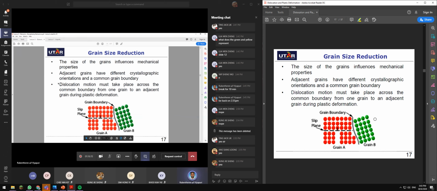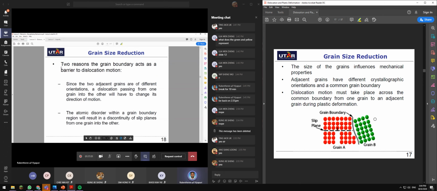Now, dislocation motion must take place across the common boundary from one grain to the adjacent grain during plastic deformation. So the dislocation moves from here to here, from here to here, and then from here to here, and here. That's all. Stop. It can't move further because the orientation is different. It requires more energy, or it is almost impossible to cross the grain boundary because of the different orientation between grain A and grain B. So the key point here is the grain boundary.